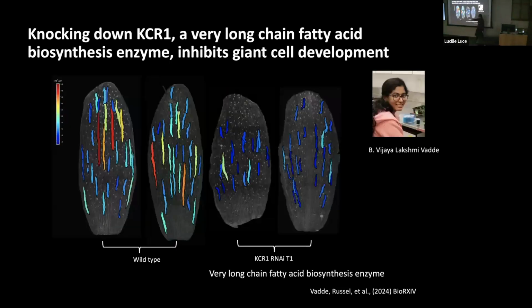So here's wild type. We've colored the giant cells according to their cell size. And so you can see the bigger cells are more red and the smaller giant cells are more blue. And you get over here to this KCR1 RNAi, where very long chain fatty acid biosynthesis is knocked down, and we're down to just the smallest giant cells. So it really has impacted giant cell development. We've lost the big giant cells. So that was a sign that actually, yes, this is involved in the giant cell pathway.